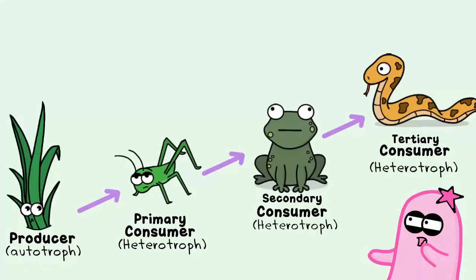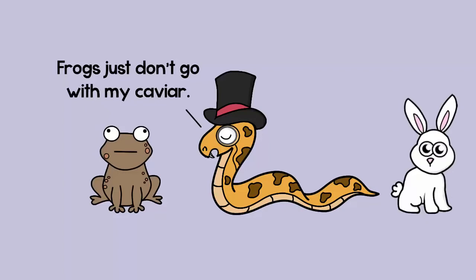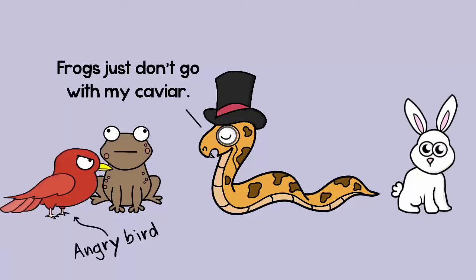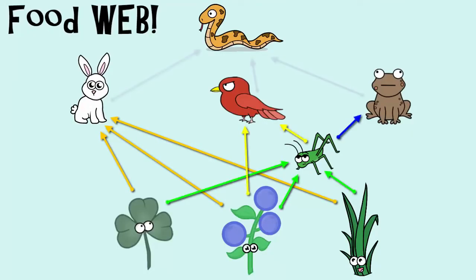You know, this is actually not a very good model because in real life, this snake probably doesn't just eat frogs. It probably eats rabbits and birds too, because an ecosystem doesn't typically have a single food chain. Instead, it has more of a food web. A food web is made up of multiple food chains that interact together. So notice how now we have multiple food chains here tied in with our original to make a food web.